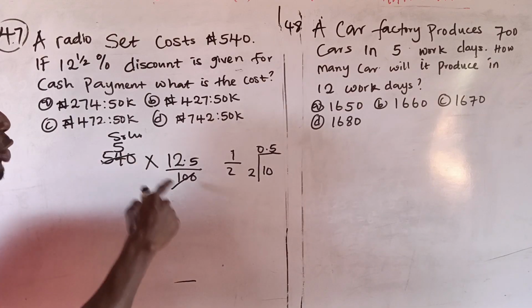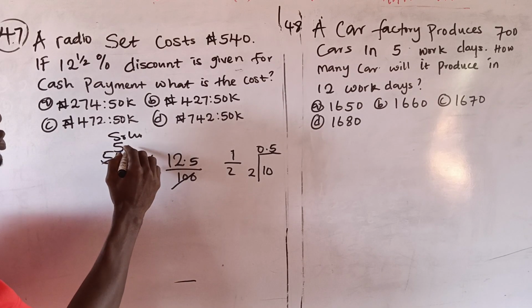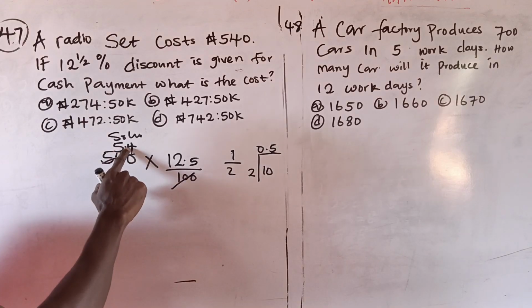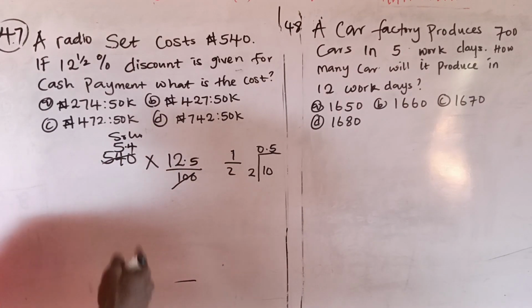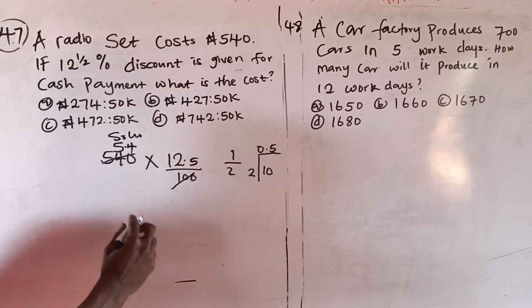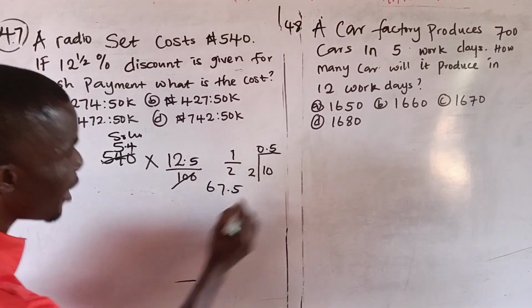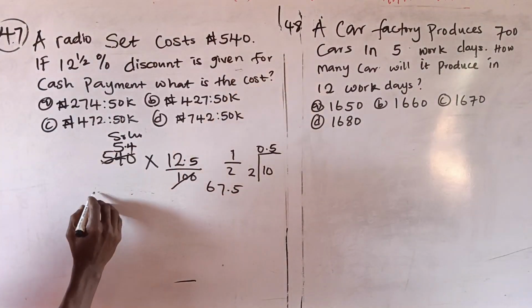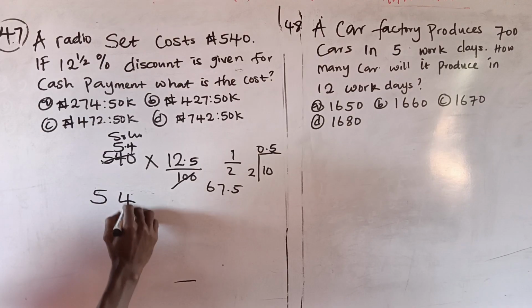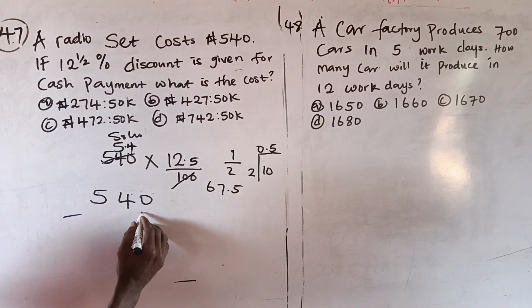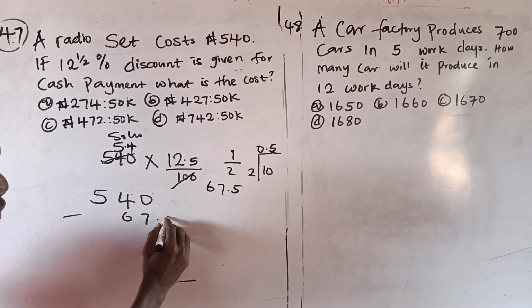Remember 40. 40 divided by 100 will give us 0.4. So right now, 5.4 times 12.5. When you multiply it, you are going to have it here 67.5. This is the main amount, which is 540. So we subtract this 67.5.